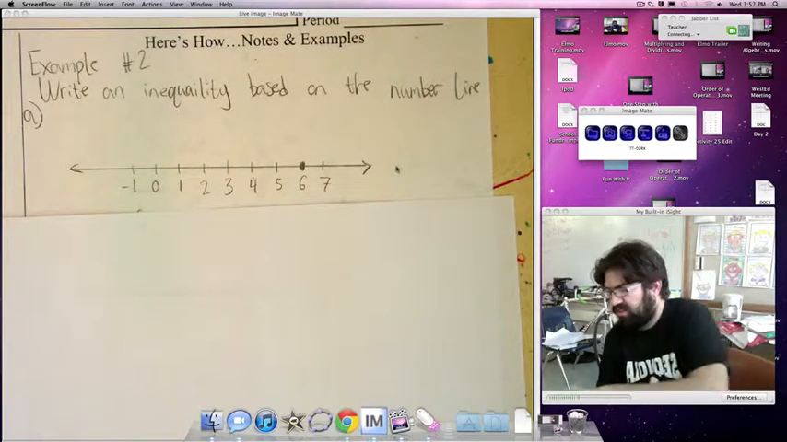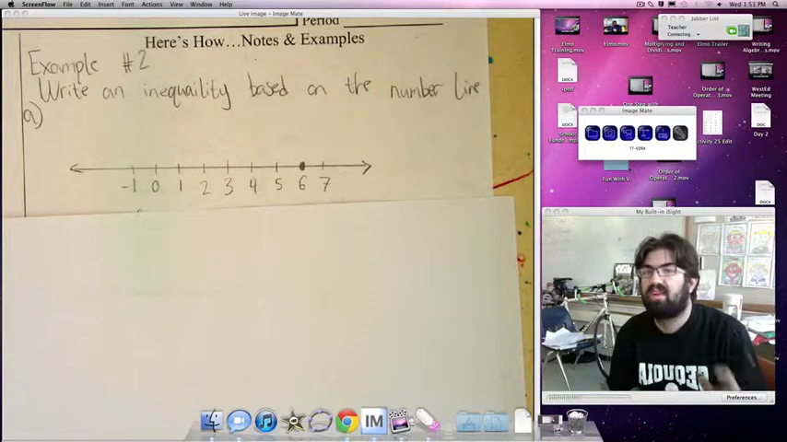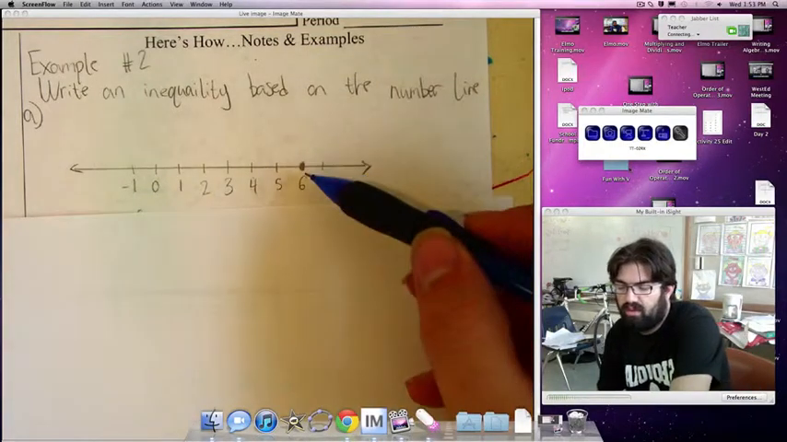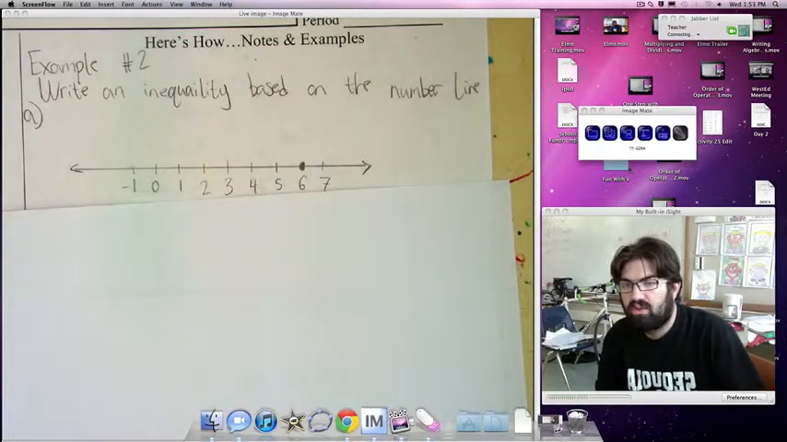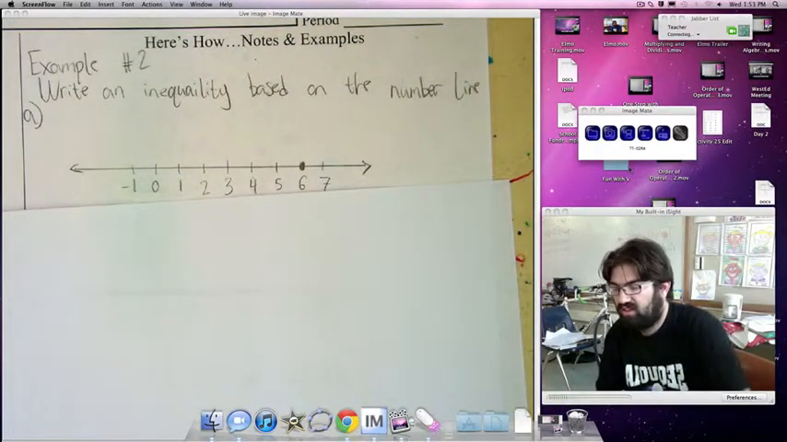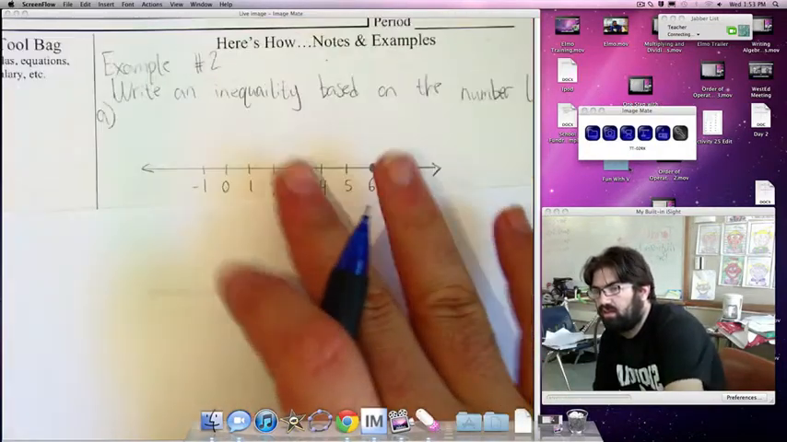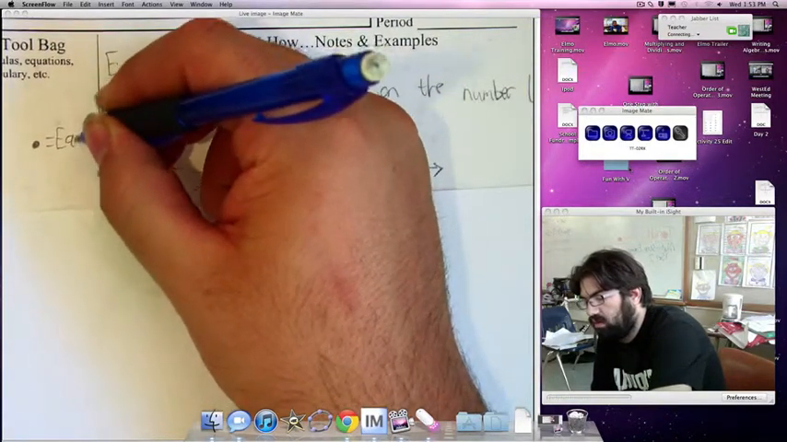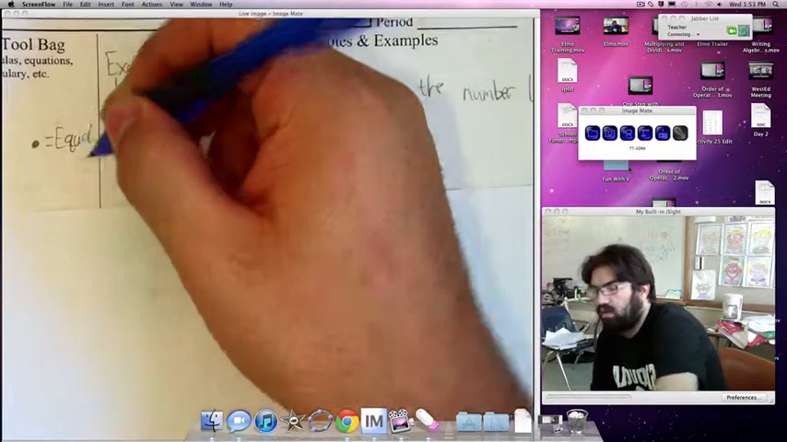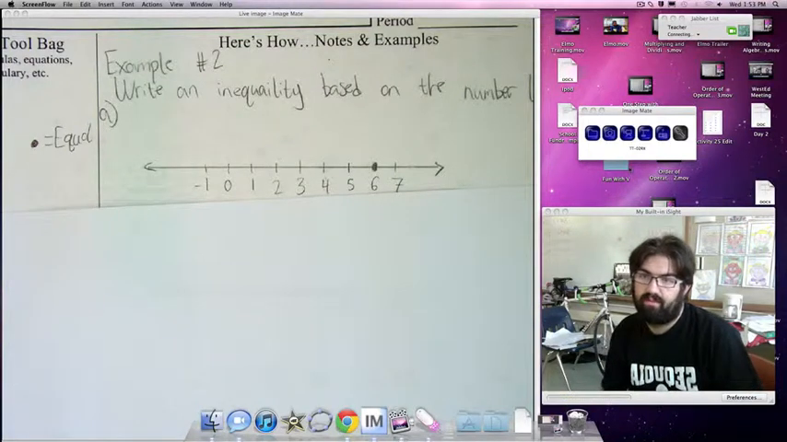Well, first thing is this. What number is the focus number? I call the focus number the number where the dot is at. Well, there's the focus number right there. And it's closed. So we know at least some number is equal to 6, because a closed dot, I'll put this in your tool bag over here, closed dot means equal. So it means the answer is included in whatever solution set you have. So closed dot means equal, the number's included.